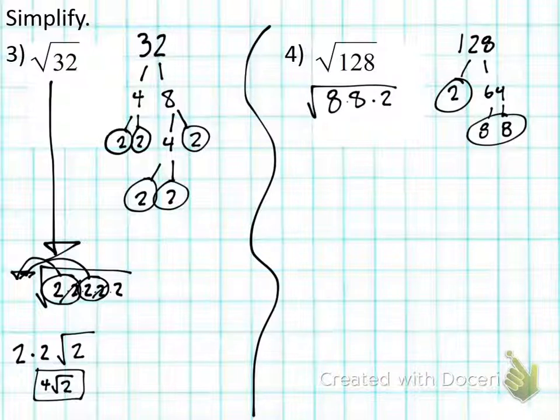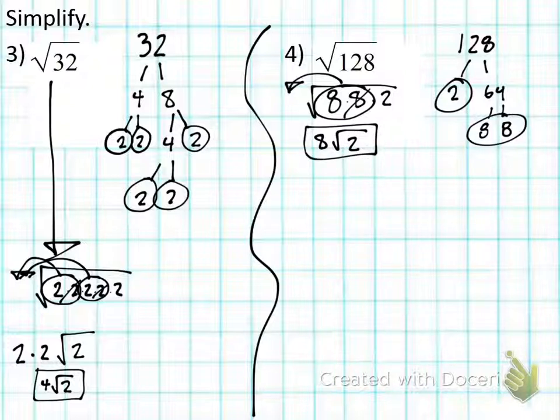Because that's what it is. I don't have to go down to 2 times 2 times 2 times 2 times 2 times 2. We don't need to do that. So we're going to take these two 8s. They're trying to break out of prison. Only one makes it out, so we got 8 making it out. The other 2 is stuck in there, so your answer is 8 rad 2.